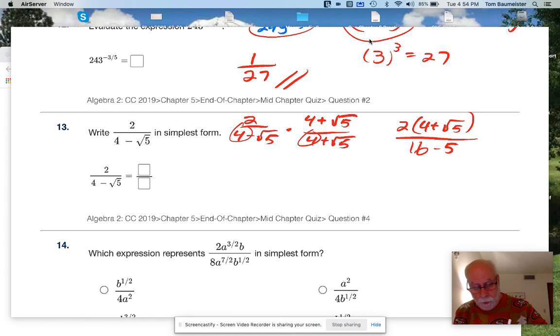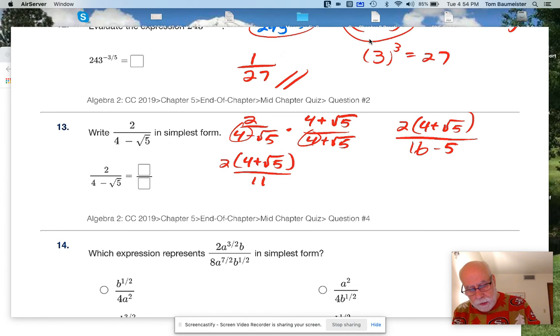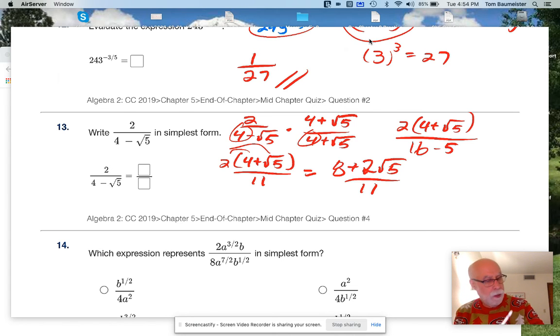So now we have 2 times 4 plus the square root of 5 over 11. Since I can't simplify that fraction, I'm just going to distribute that through the parentheses on top. So I'll get 8 plus 2 root 5 over 11. And that is your answer for that one.